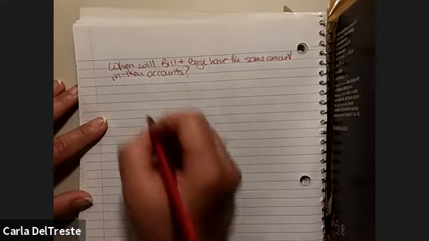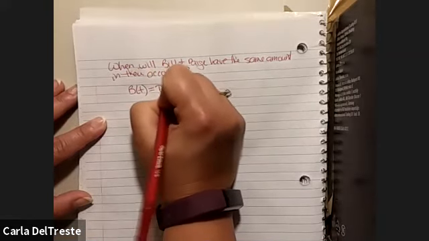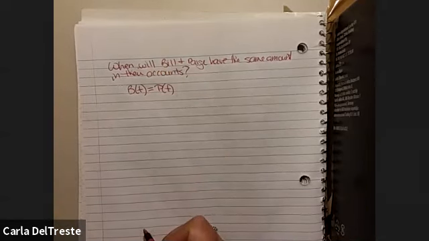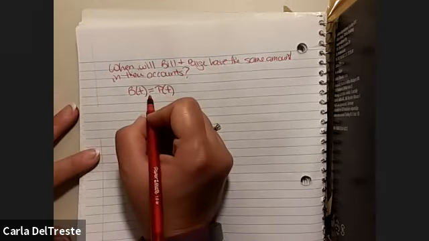That must mean that I need to know when B of t equals P of t. I want to know when those two equations, when those two outputs are equal. When will they have the same amount in their accounts? So write out Bill's formula.